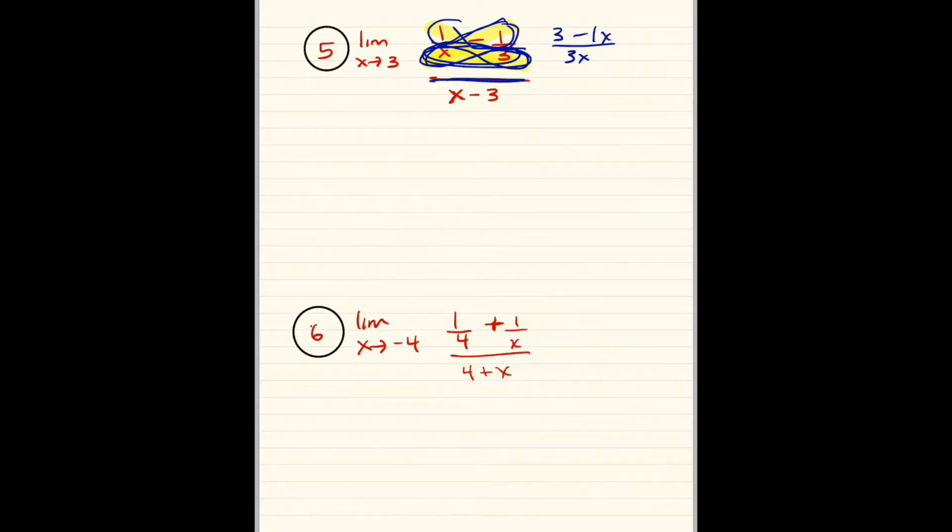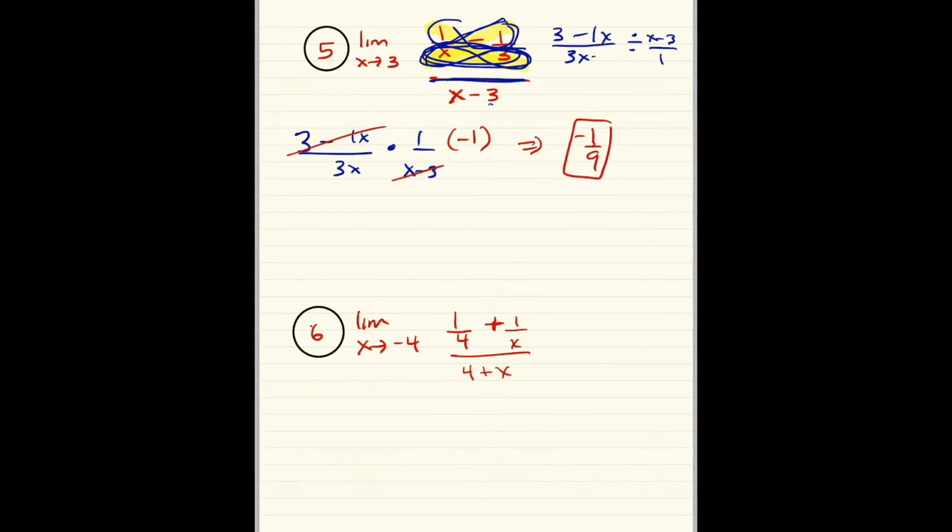Now that's going to be divided by this guy in the bottom. So what you could do is keep, change, flip, and then the x minus 3 would be on the bottom. So I'm going to go 3 minus 1x over 3x times 1 over x minus 3. You guys notice that these two look exactly the same, but they're in reverse order. So to compensate, I'm going to have to multiply this by negative 1. Plug the 3 back in, and you are going to get negative 1 over 9.